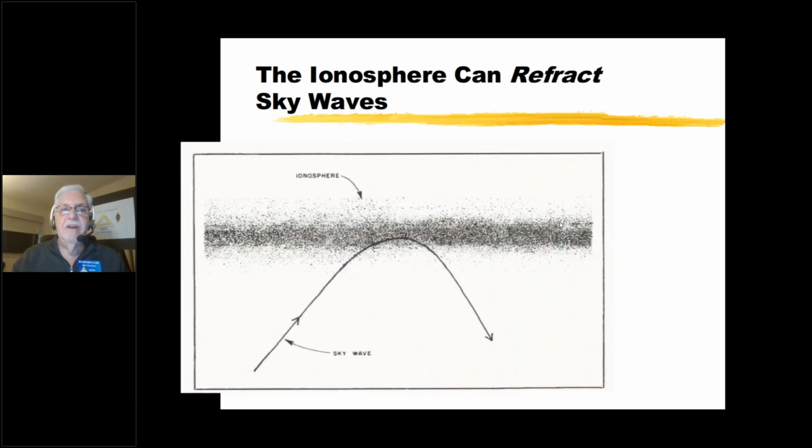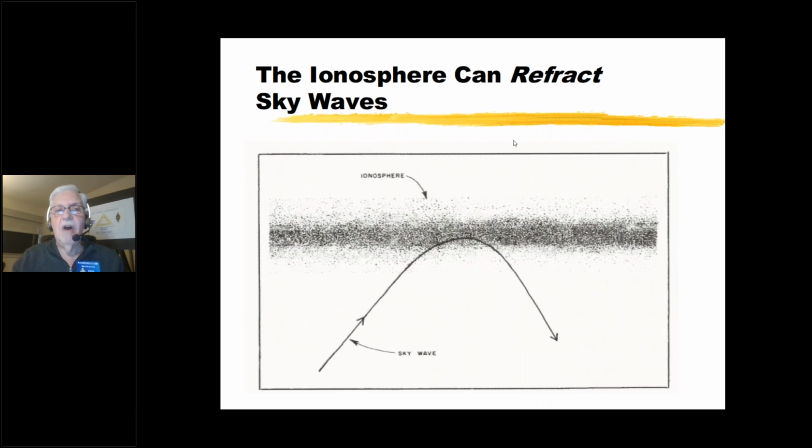The ionosphere can refract the sky waves. The ionosphere is a layer of electrically charged particles in the upper atmosphere. And what happens is when your RF signal goes into the ionosphere, those electrically charged particles get in the way of it traveling through, and they get bent back down toward the Earth.